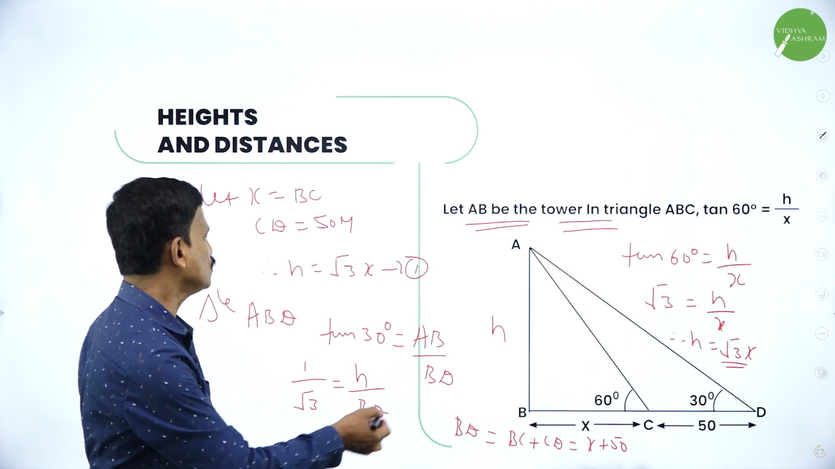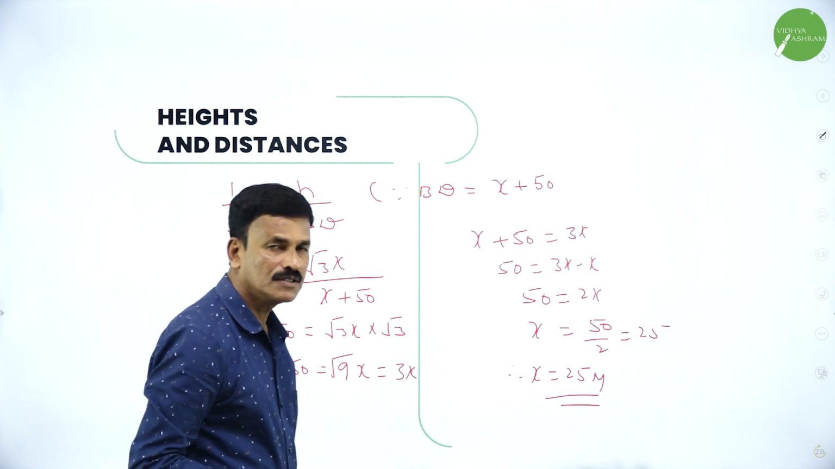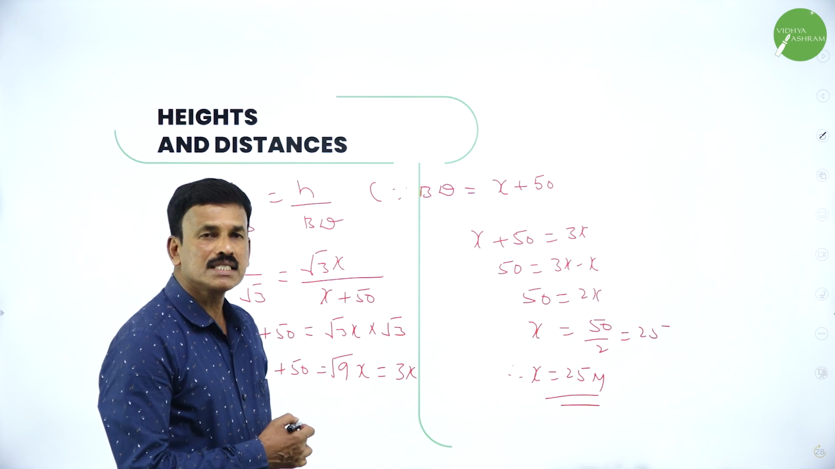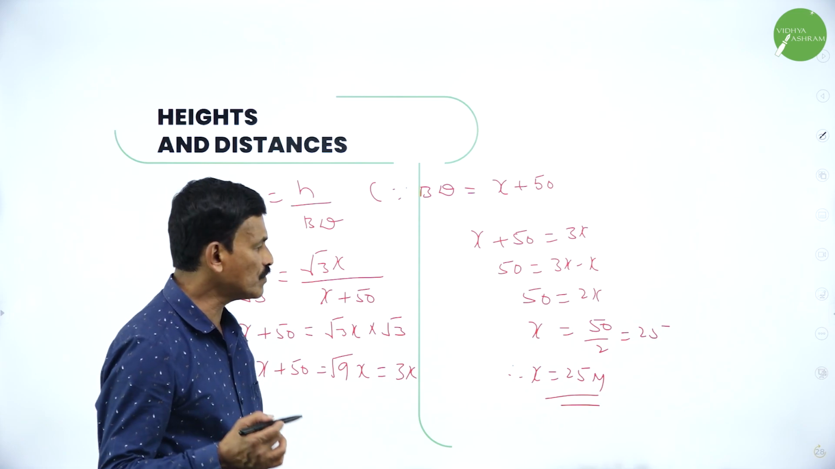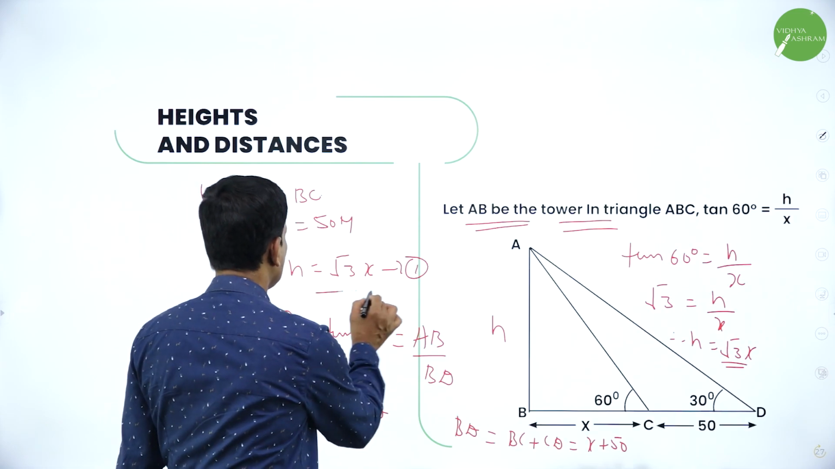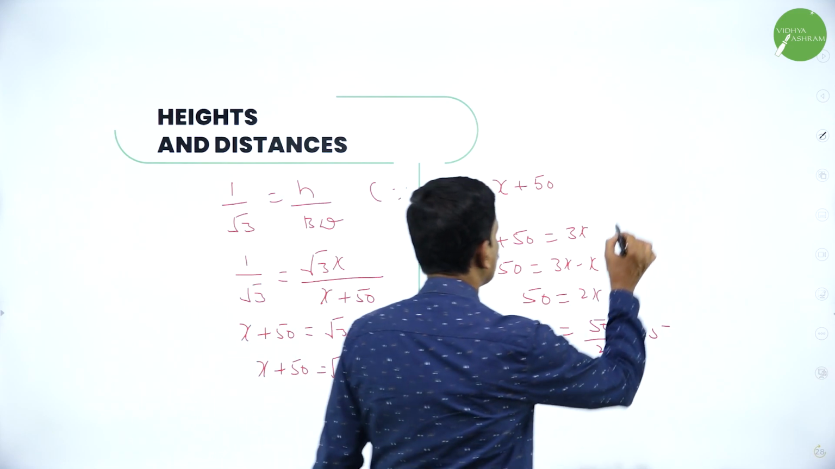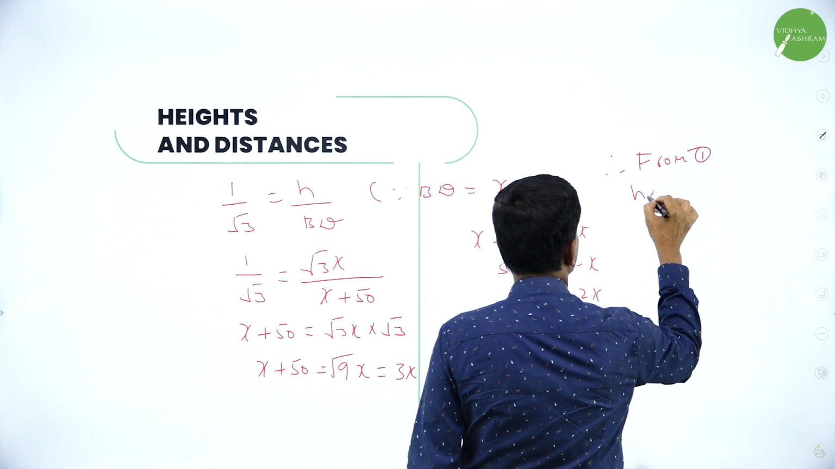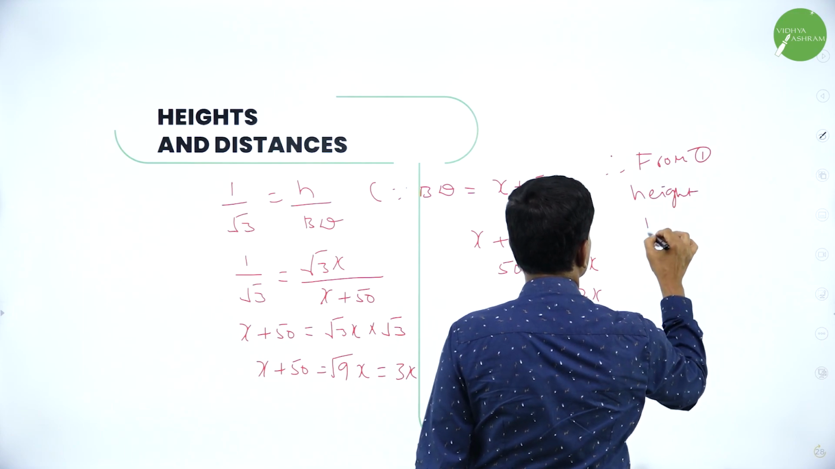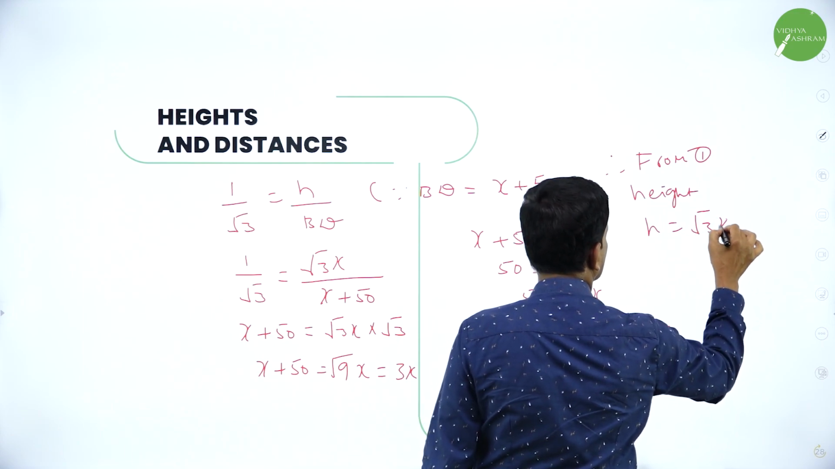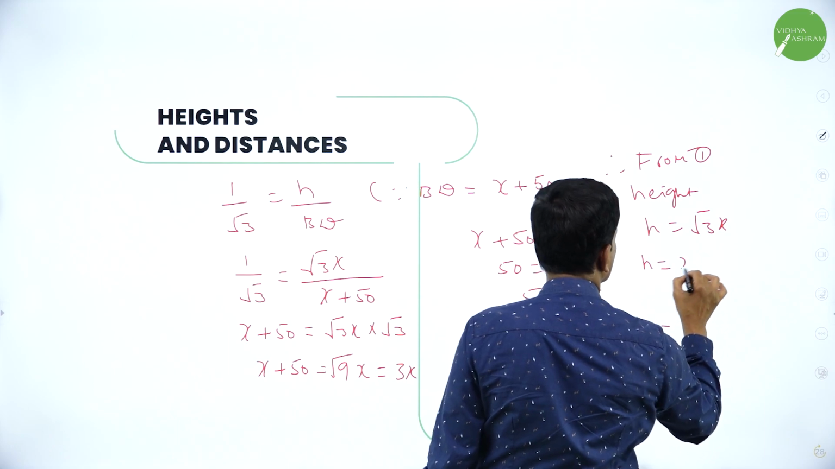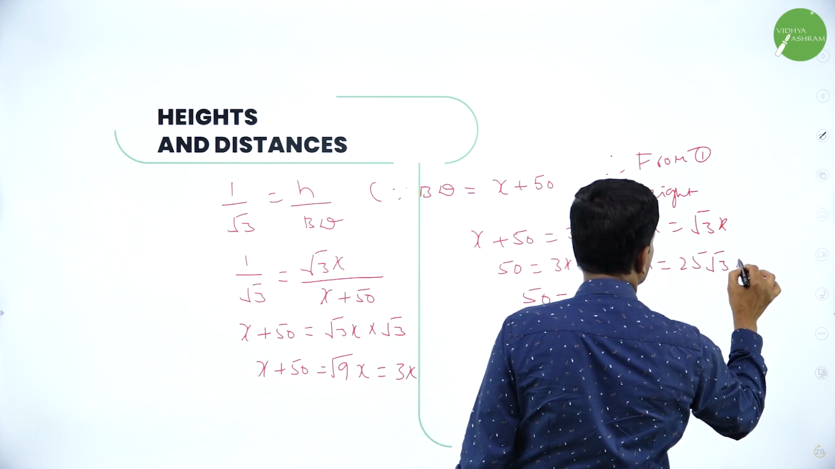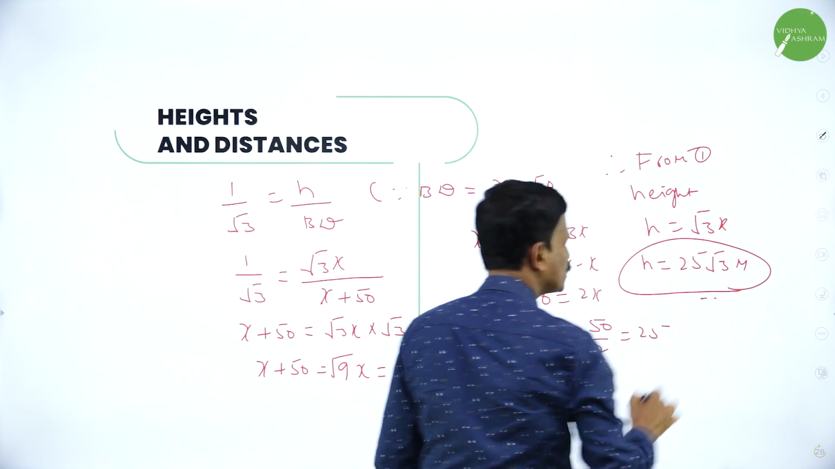So x is equal to 25 meters, right? Okay. So what is x here? X is equal to 25 meters. Now what is required to find the height of the tower? So from 1, what is height? Therefore from 1, the height of the tower, height h, is equal to root 3 times x, that is nothing but 25 into root 3 meters is the height of the tower.